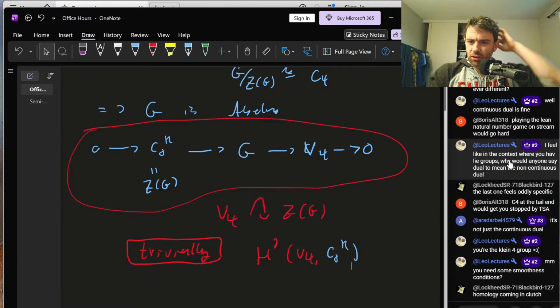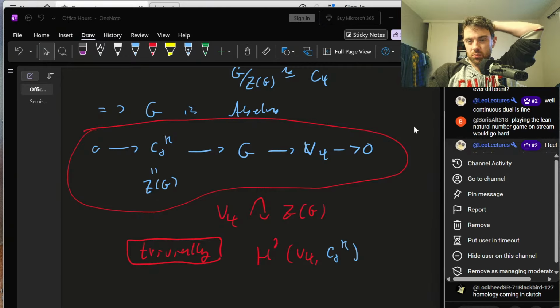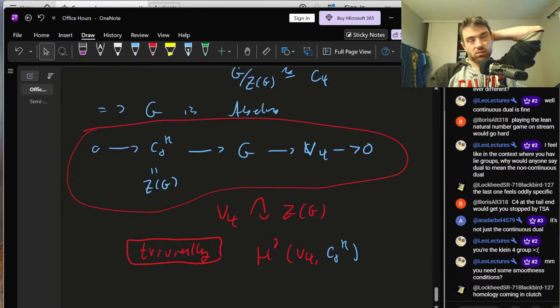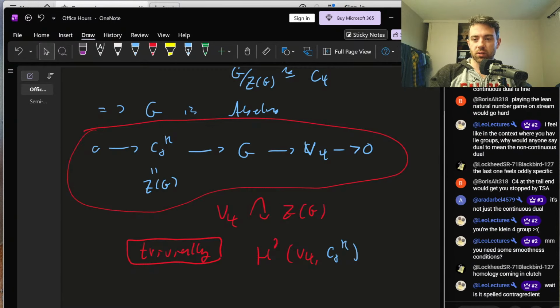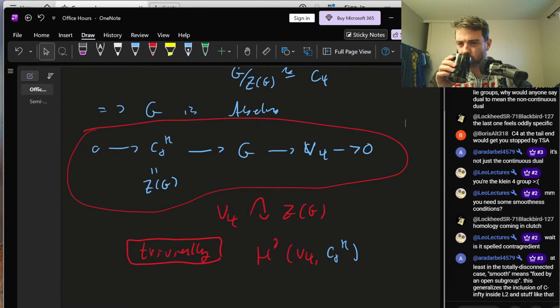In the context where we have Lie groups, why would anyone say dual to mean non-continuous dual? Yeah, I mean, sure. That's true. But is just the continuous dual enough? You need to take the smooth vectors specifically, which has some particular meaning. So it's maybe not so straightforward.